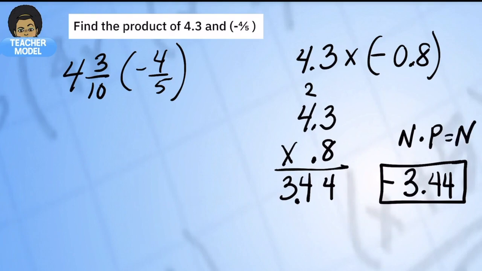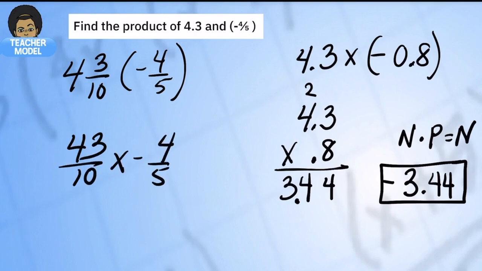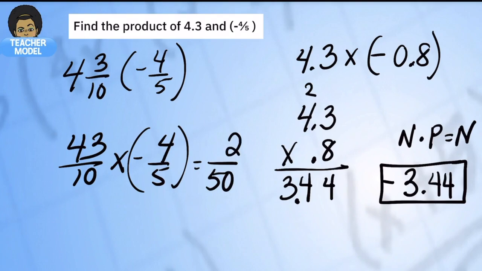Alright, but if you wanted to do it the other way, you could. You would just get 4 times 10 is 40, so 43/10 times negative 4/5, and you would get 50 as your denominator. 4 times 3 is 12, carry the 1, 4 times 4 is 16, so 172/50. And then you'd have to do the division, 172 divided by 50. You see why I didn't want to do all these steps?